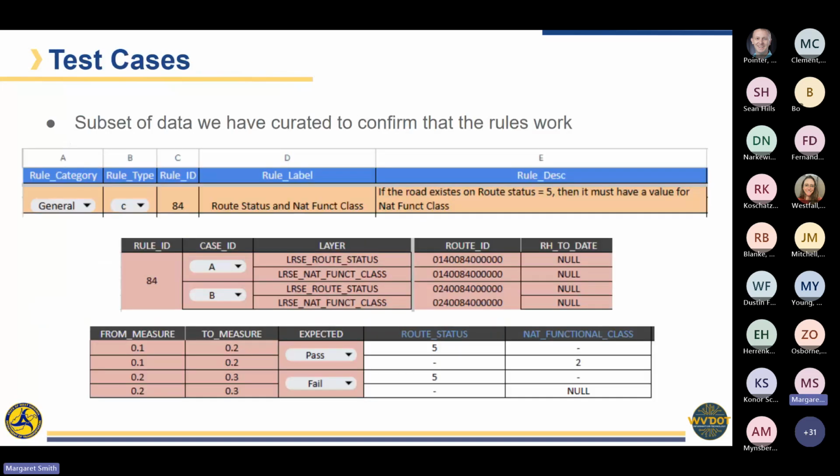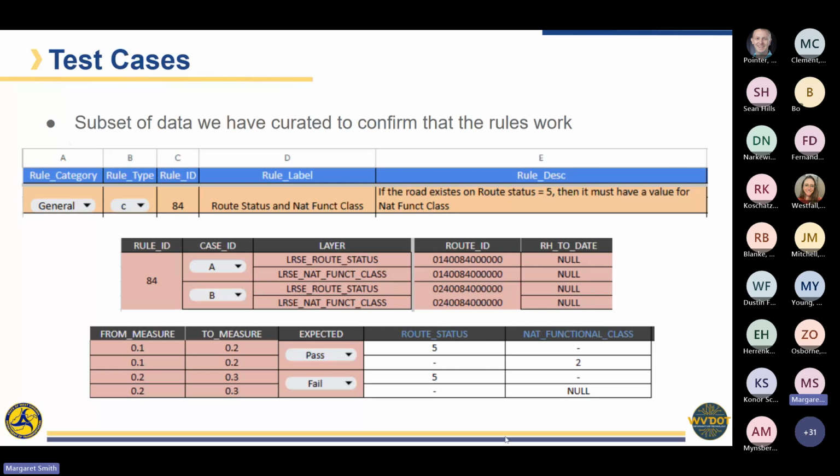And so then, as we mentioned before, we have our test cases. The test cases are purely to make sure that the rule is doing what we want it to do. So in this case, what we do is we make up data so that we can confirm this. So the rule ID just corresponds to the rule ID in the validation itself. The case ID is how we differentiate how many things we're actually testing for this one rule. So in this case, we have A and B, but some validations are more complicated, so they would have more than 2 test cases.